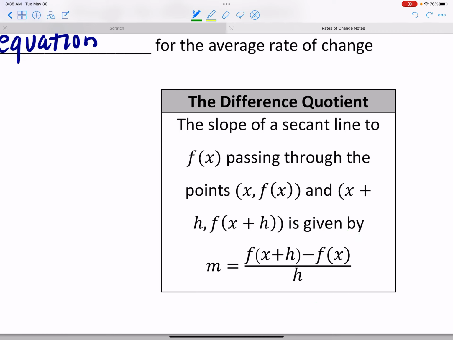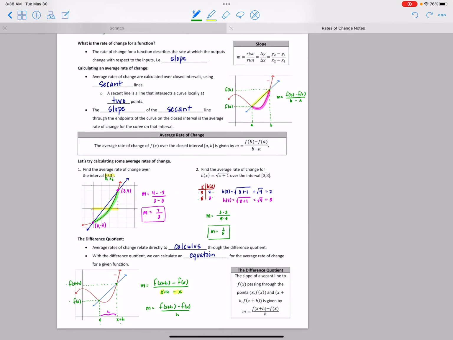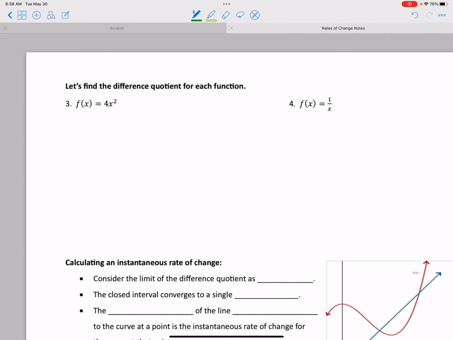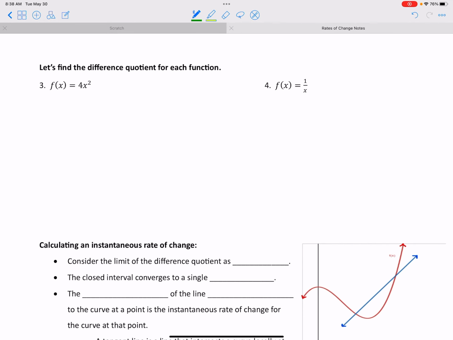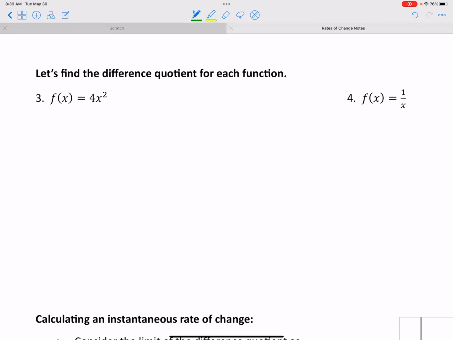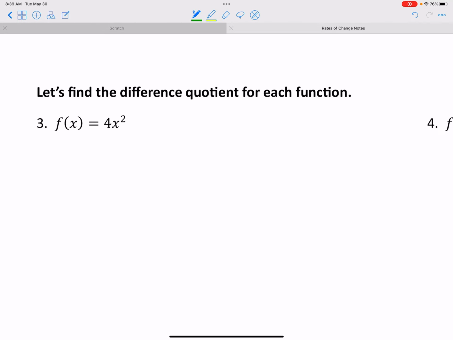It is the same concept, right? It's the rate of change between our points. It's finding an average slope just with some different notation. So let's try to calculate a difference quotient. That means we're going to find an equation for slope for a couple of different functions. So our difference quotient, let me just write my formula up here, says we want to find f of x plus h, and then we want to subtract f of x, and then we want to divide by h.